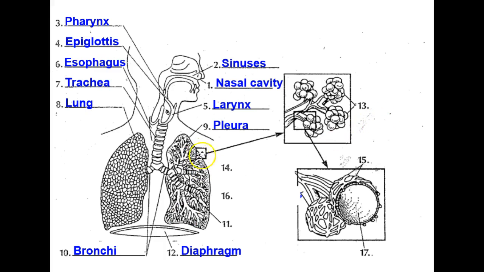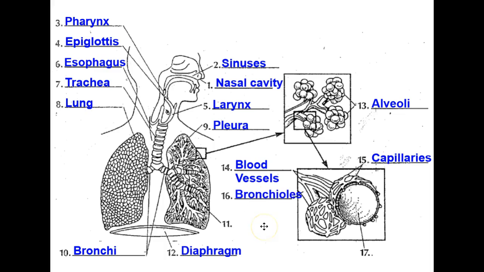13, here's a section of your lung that's been magnified. 13 are the alveoli, the sacs where the gas exchange takes place. 14 are blood vessels that lead to the alveoli. 15 are the capillaries where the gas exchange takes place. 16 are the bronchioles, which are just branches of your bronchi. And 11 would be bronchial tubes.